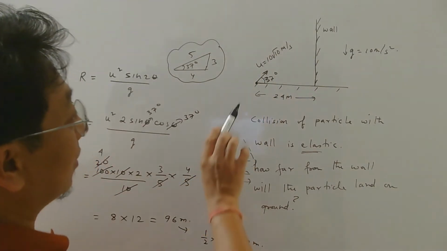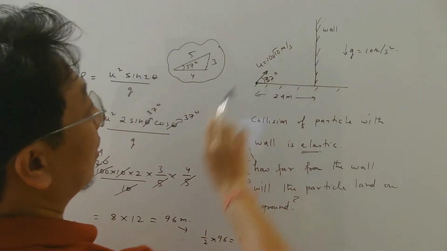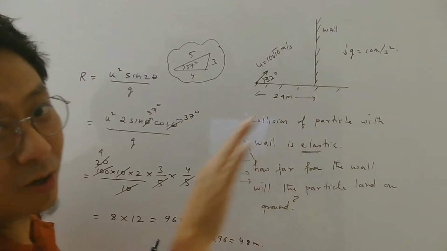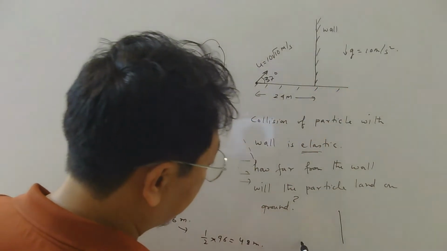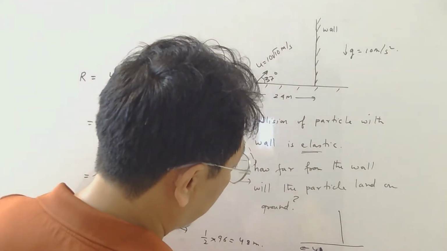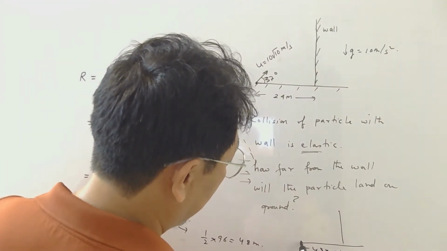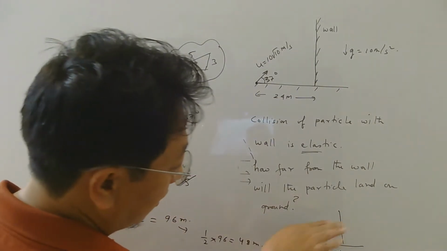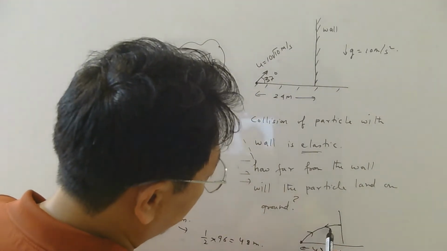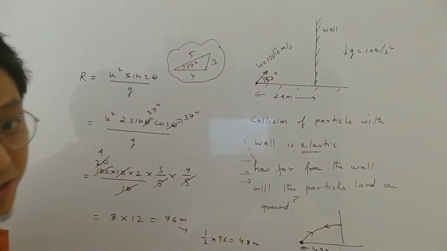So therefore this projectile will hit the wall while going up, remember, not while going down. If the wall was at 48 meters, then the projectile will hit the wall while it is going horizontally, and therefore it will come back to the same location, isn't it?